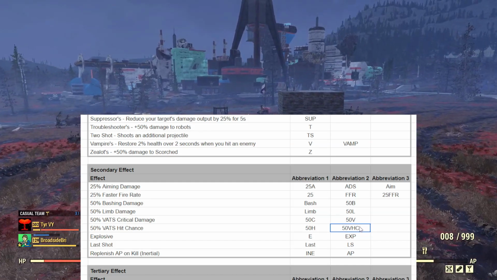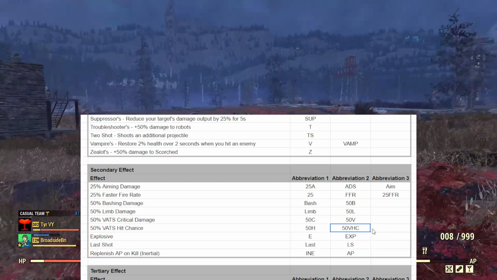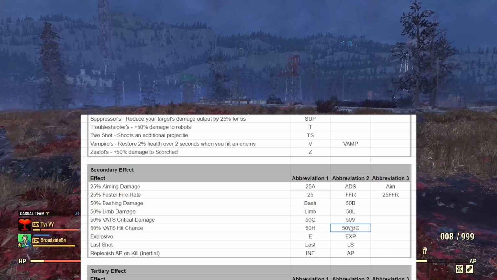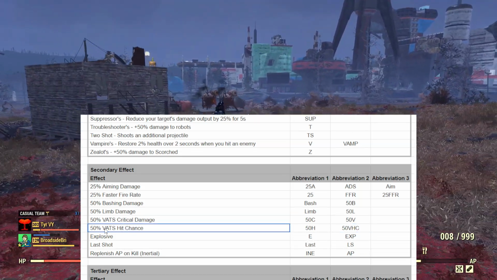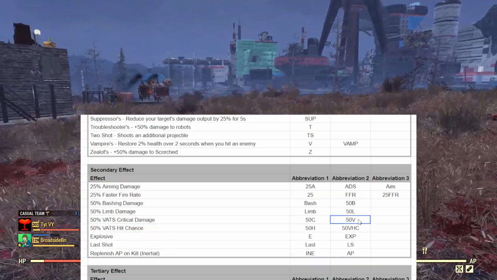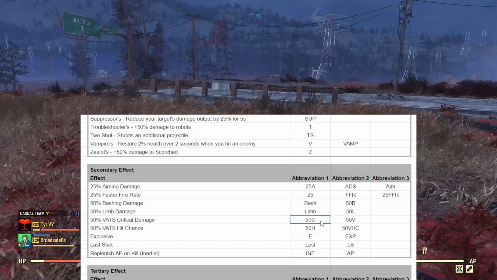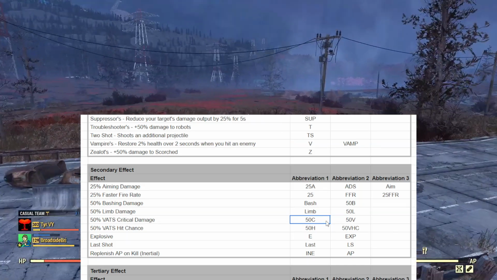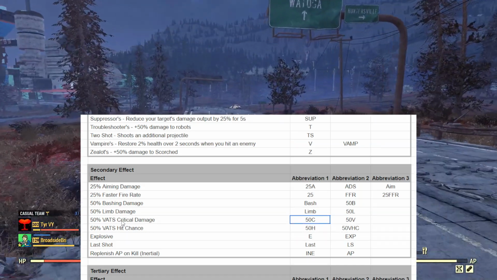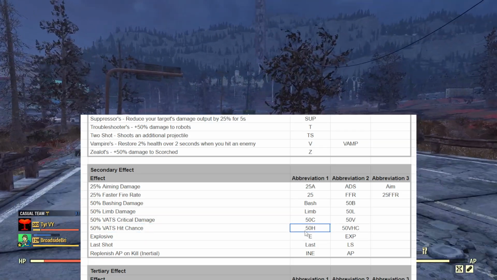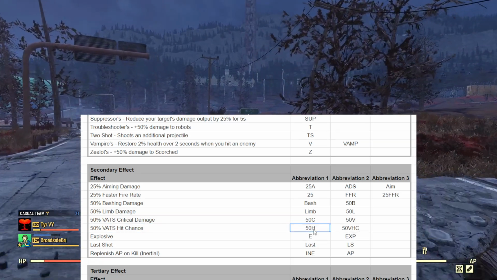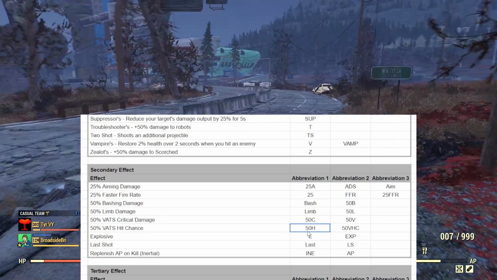As for 50% more VATS hit chance, this one is probably most commonly used with 50 VHC. VATS hit chance, that just makes sense. 50 VHC makes the most sense to me, and it's what I see most commonly used. However, sometimes people do write this one as just 50V, which does clash with the previous one. So to simplify it and make it the least confusing as we possibly can, just crit damage 50C and hit chance 50 VHC. However, 50H does make sense as well, and that's used as well every now and again.